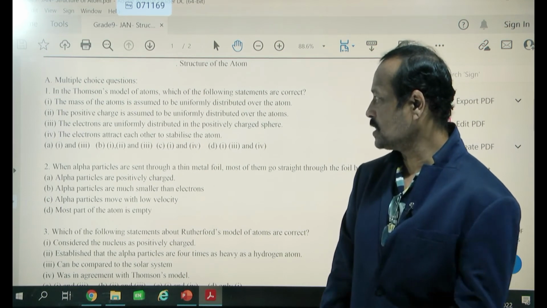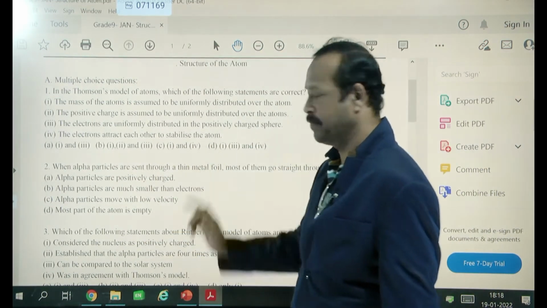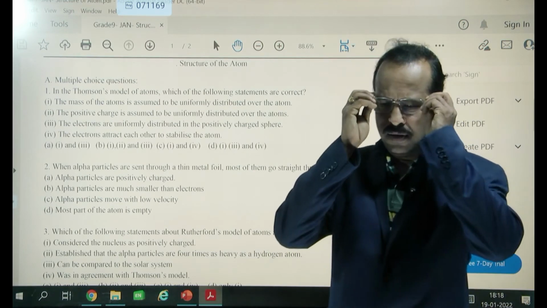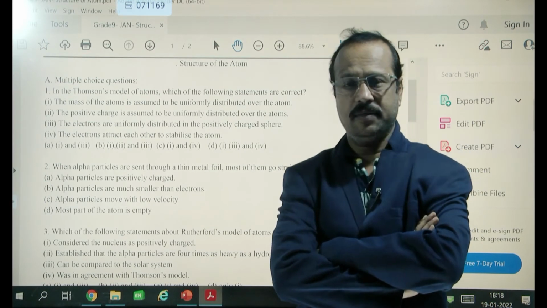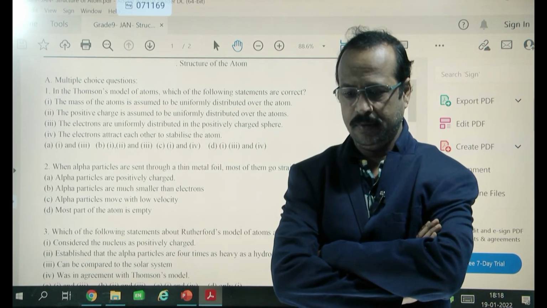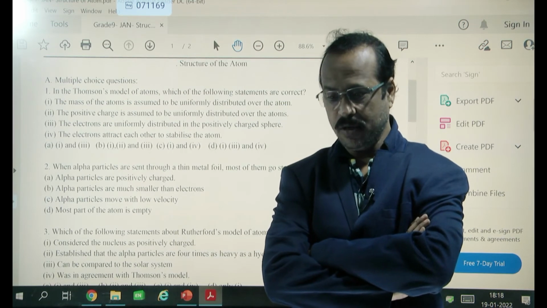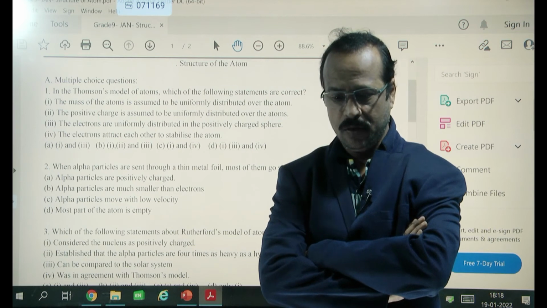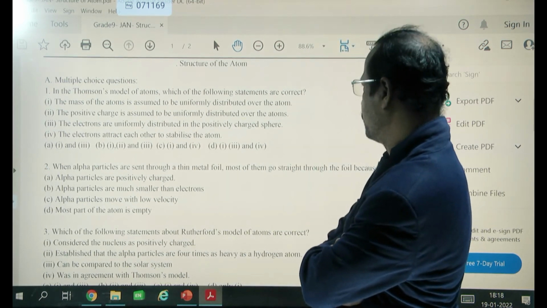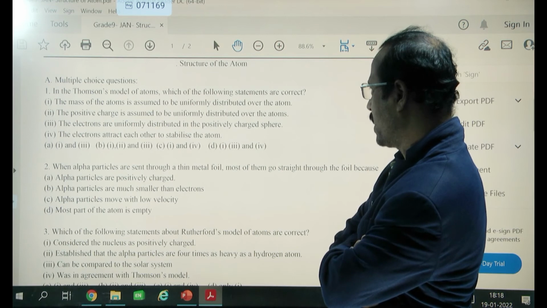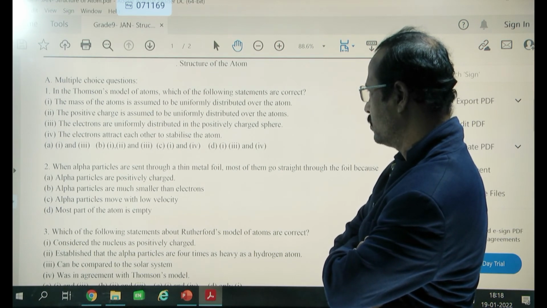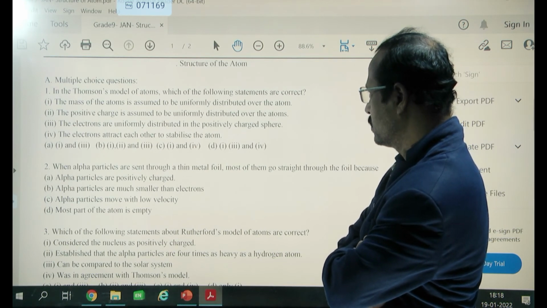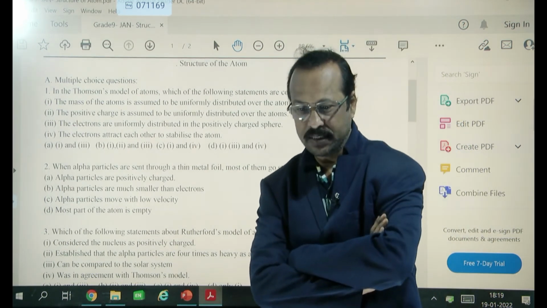Which option is correct here? A, B, C, D, four are there. Which options are correct out of four, for the Thomson model? Option 1 and 3. Why can't it be B? The positive charge is uniformly distributed on the atom. Yes, sir. B is the right option.